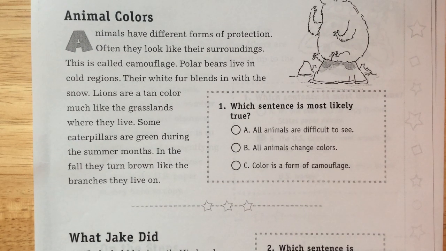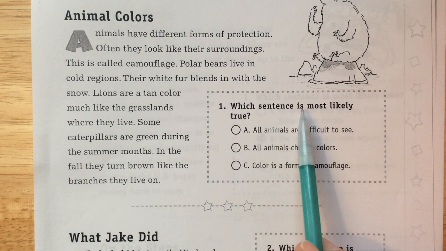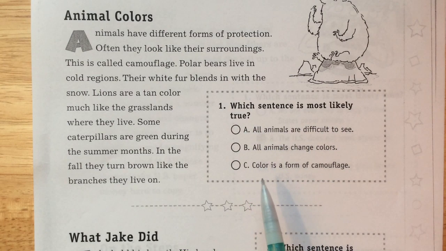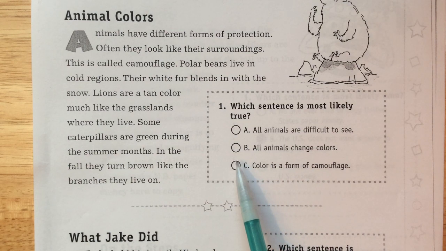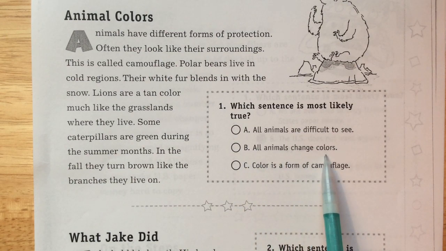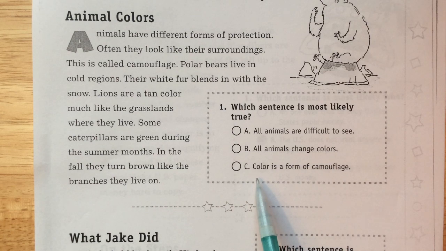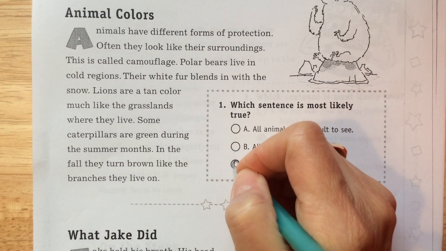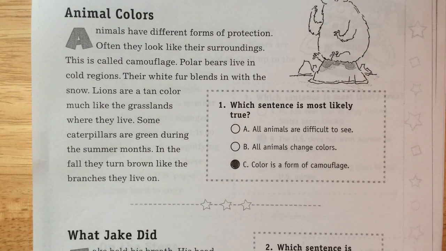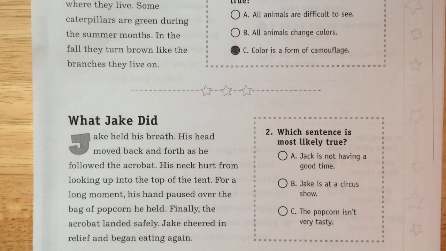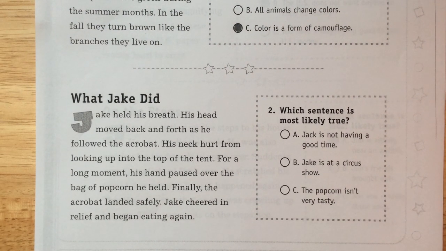So let's do some inferring. Which sentence is most likely true? Is it A, all animals are difficult to see? Is it B, all animals change color? Or is it C, color is a form of camouflage? Have you decided? You should have chosen C. Color is a form of camouflage. We have 1 more. Are you getting to be an expert at inferring?